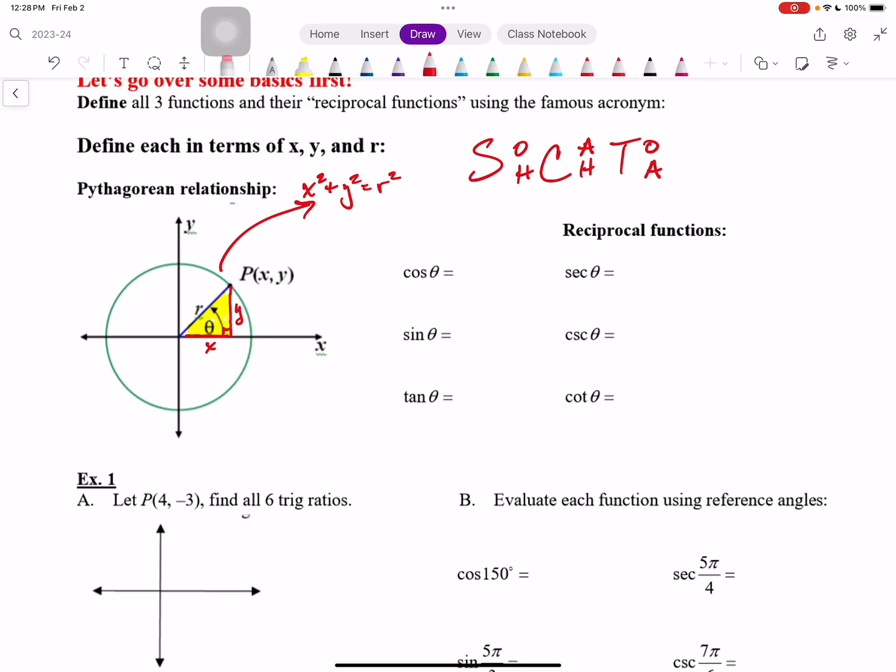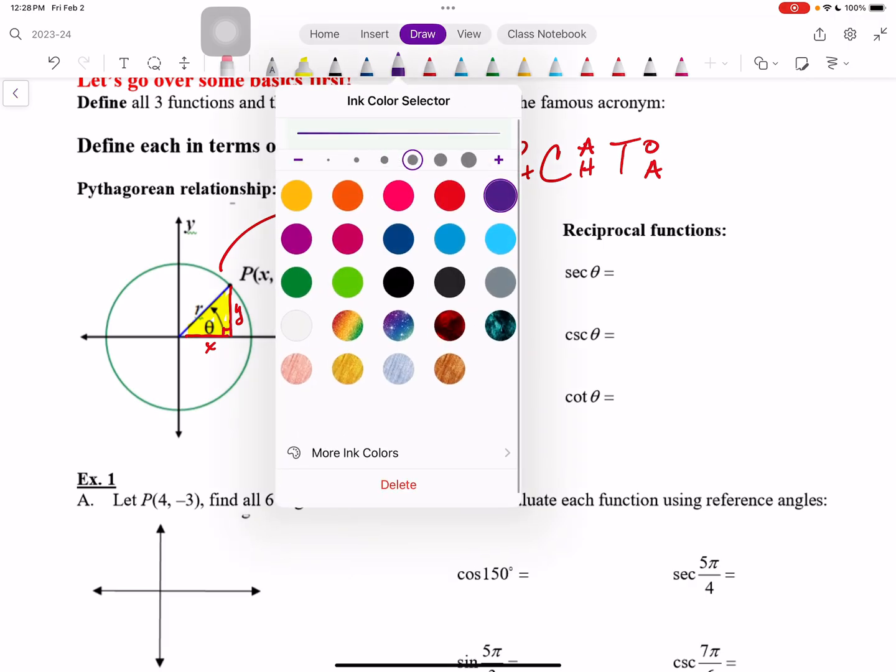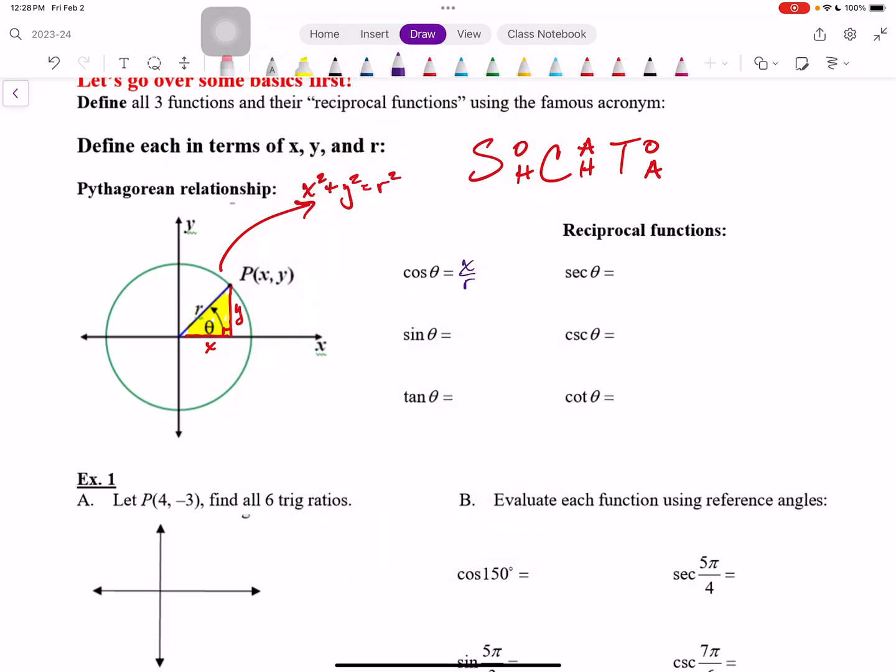Cosine of theta is adjacent divided by hypotenuse, and that's going to be x divided by r. I'm going to just go basically based upon the previous stuff that you already know. And we know sine too. Sine is opposite divided by hypotenuse, and that's the ratio of y to r. So y to r.